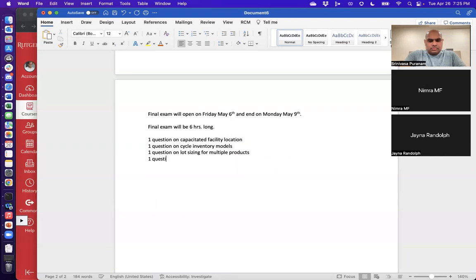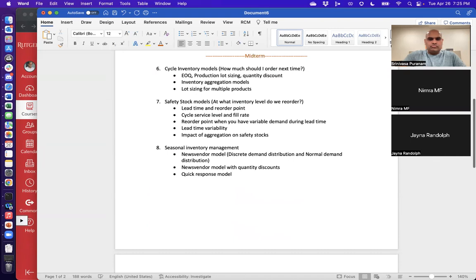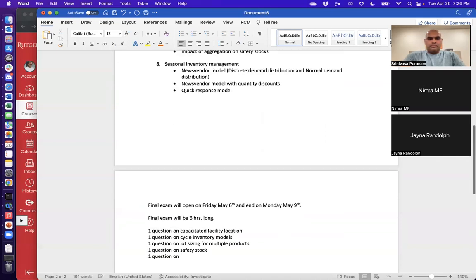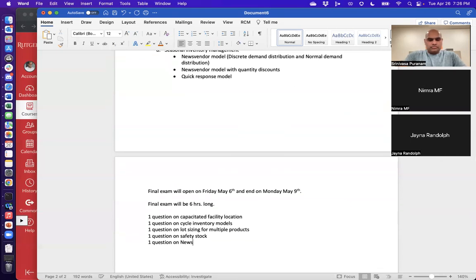One question on safety stock models. Safety stock, right? So one question on the newsvendor models and quick response.